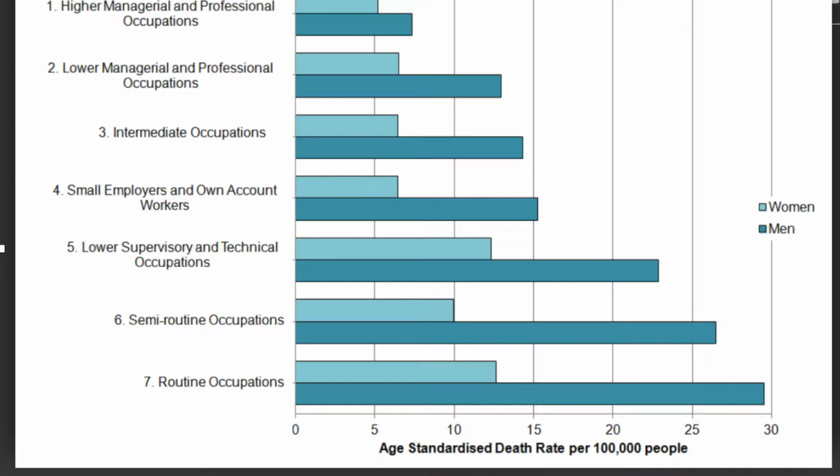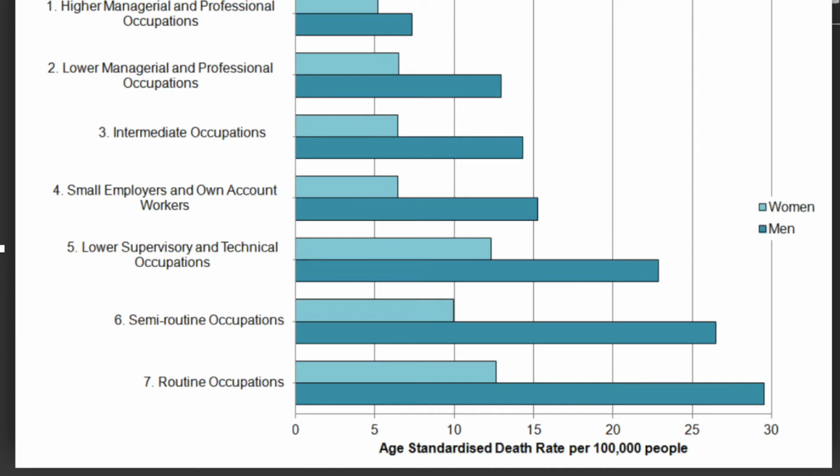Now, to highlight this class and health divide, I'm going to put a graph up on the screen now from ONS. Now, this graph is the same as the NSSEC classification system that I showed you, but now what they've done is they've divided it into men and women for each of those classifications, and they've also looked at death rates.